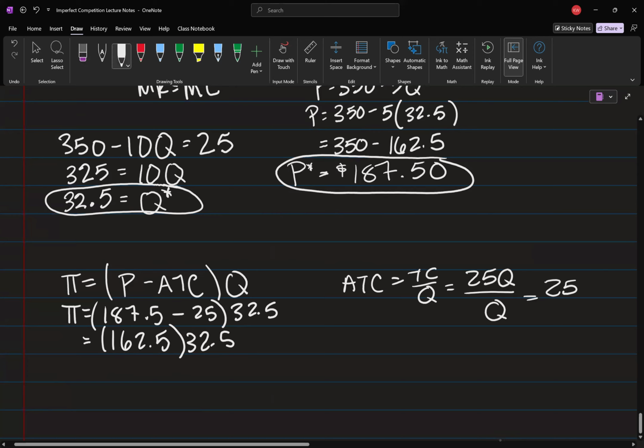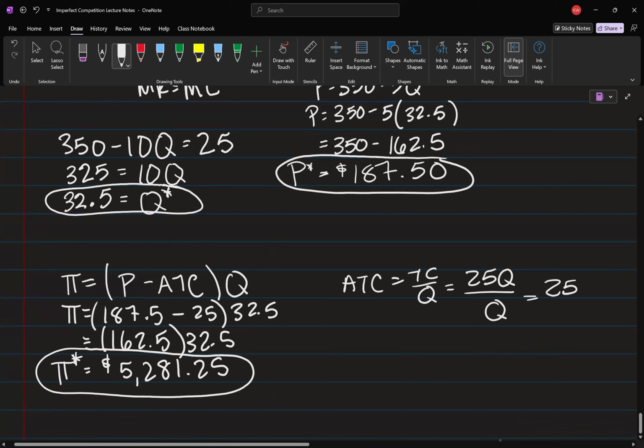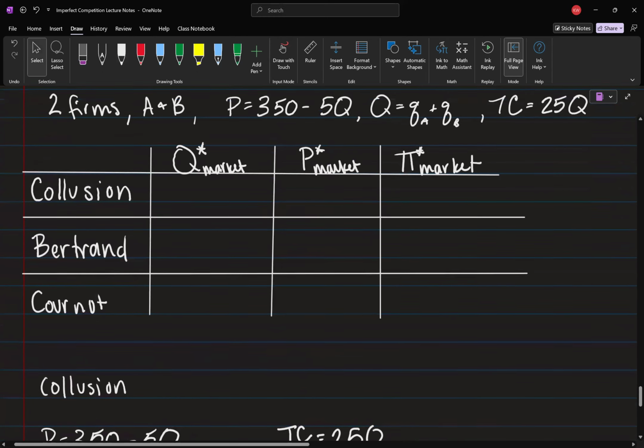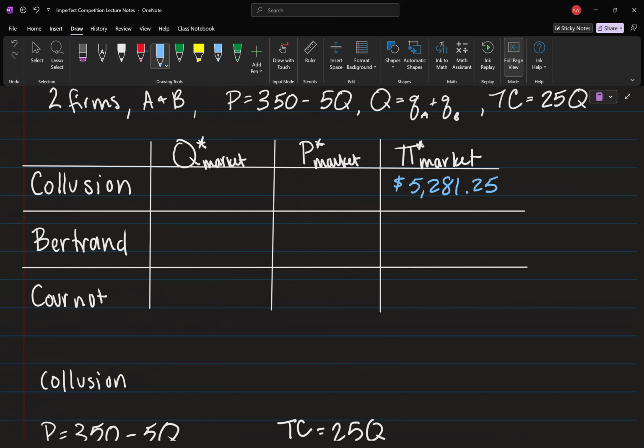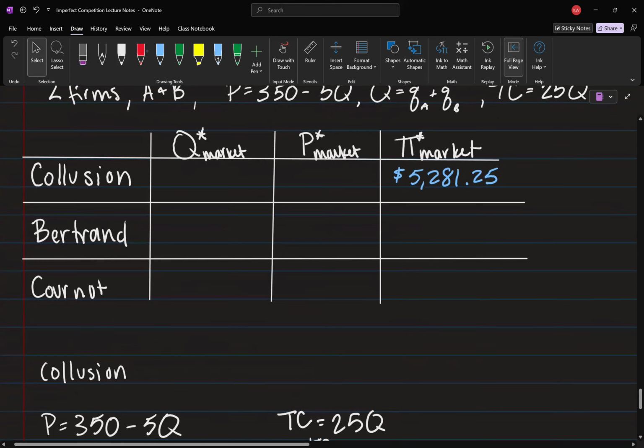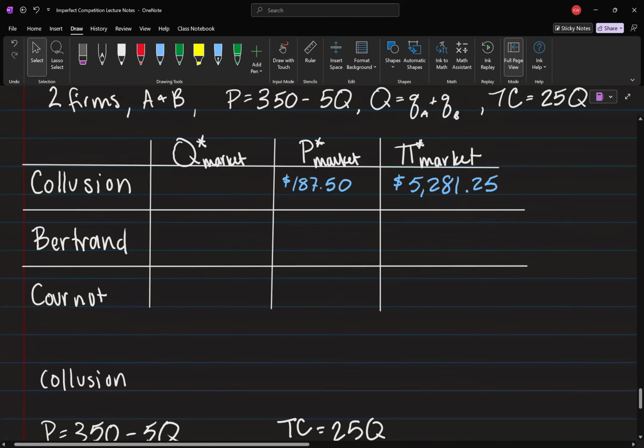All right. 162.5 times 32.5 is going to give our cartel firms a total profit of $5,281.25. This profit is split between them, just like the output is going to be split between them. So let's go ahead and put our values into our table. So for collusion, they are going to have a total industry profit of $5,281.25. The price that they charge in the market is going to be $187.50. And then output is going to be 32.5 units.